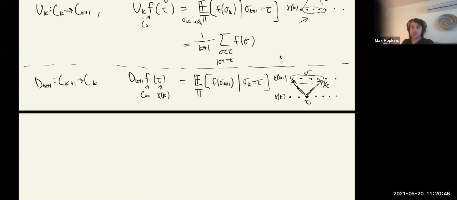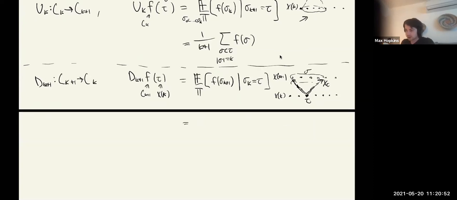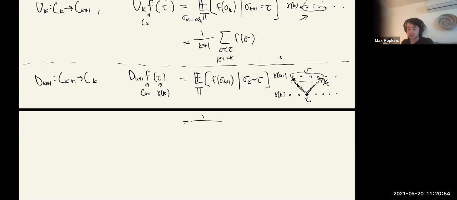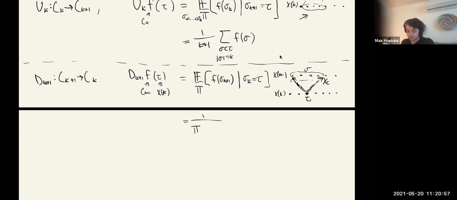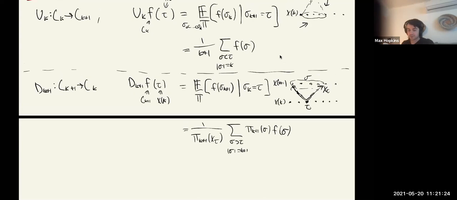And so what does that mean for writing out the closed form? Well, it's a little bit more complicated. This is equal to, there's a normalization for being in the link of tau, which is pi k plus 1 of x tau, the k plus 1 weight of tau. And then it's pretty similar, right? We just sum over sigma that contain tau, where sigma is of size k plus 1, and then we take the marginal over level k plus 1 of sigma and f of sigma. So there's the closed form for D and U.